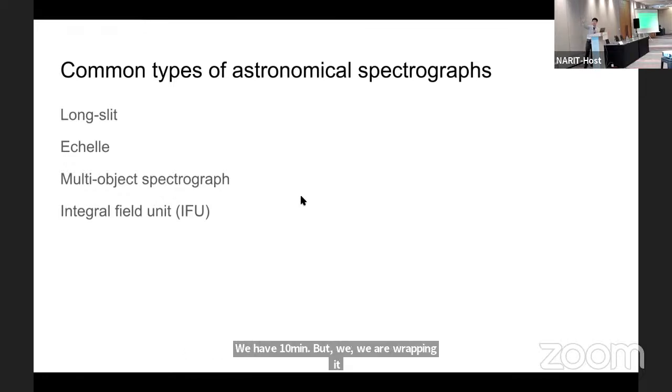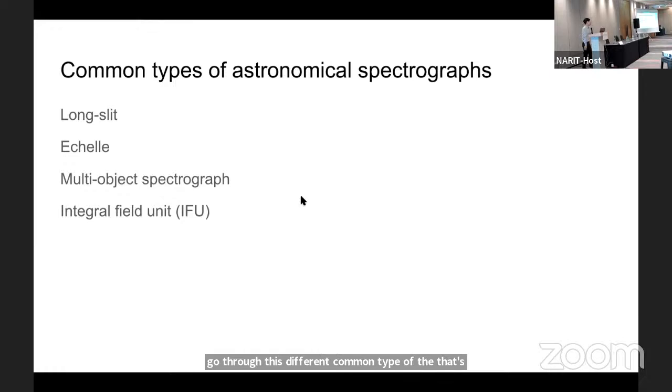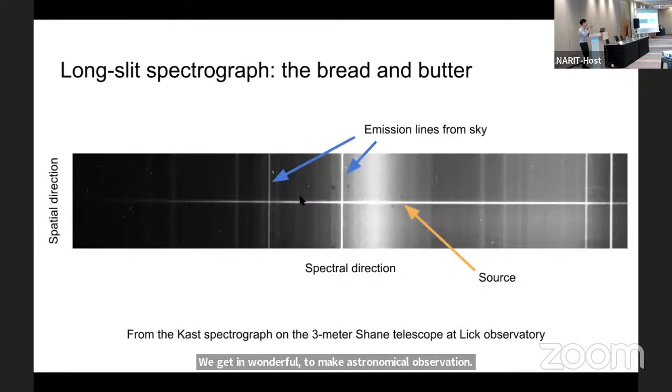I'm gonna go through the different common types of astronomical spectrograph and how we use all these different, weird and wonderful properties of gratings to make astronomical observations. The most basic type is what we saw before. This is the so-called long slit spectrograph. So you just have a narrow long slit.